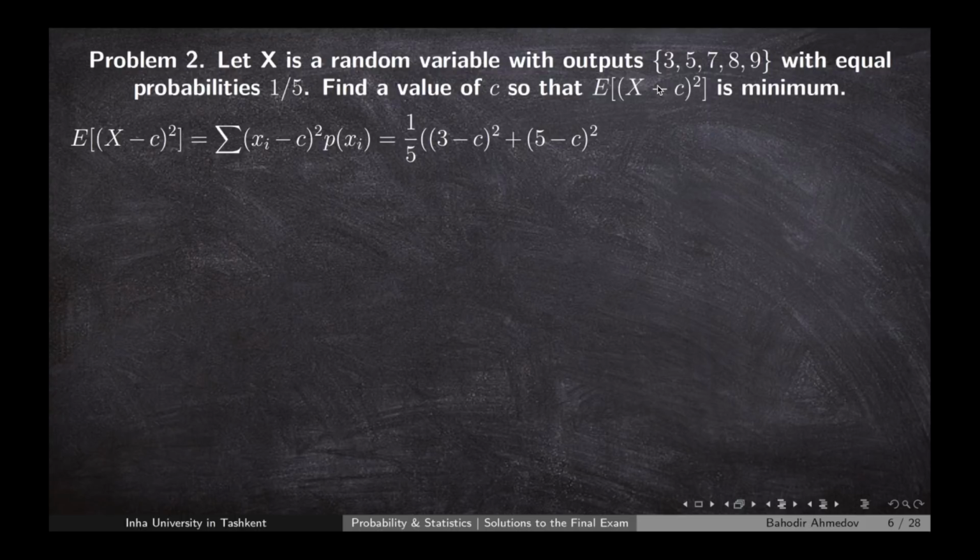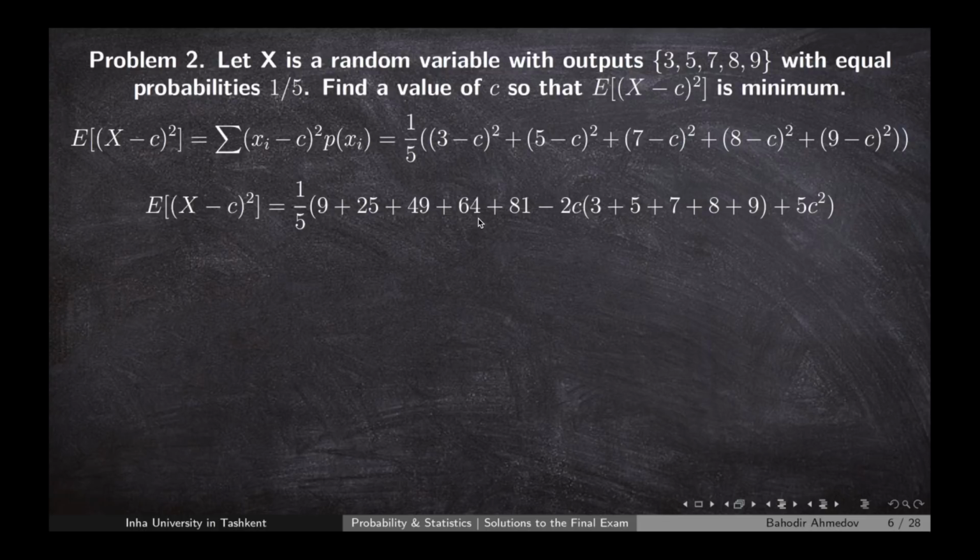So what I would like to do is open the squares, and I would like to do this in a smarter way, right? So I would open all the first terms. This is going to be 3 squared plus 5 squared plus 7 squared and so on. It's going to be 9 plus 25, 49 and so on.